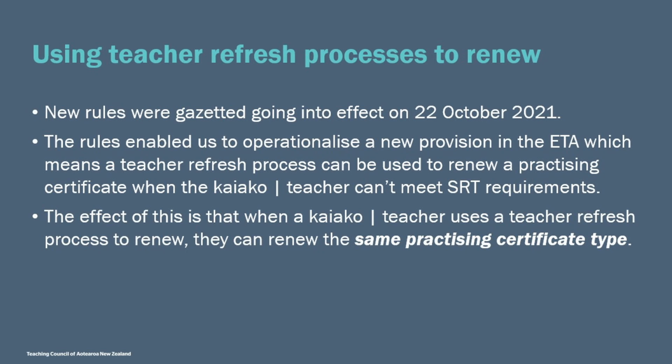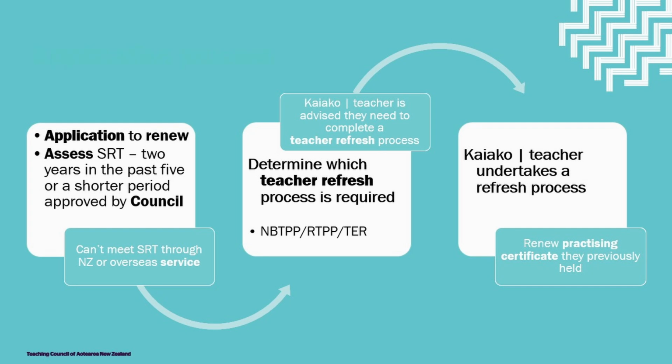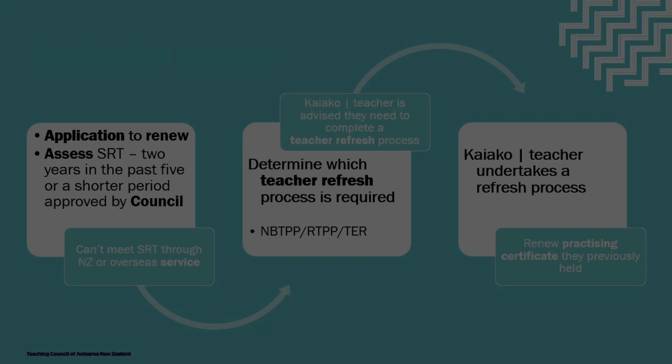Once a registration officer has completed an assessment of the kaiako's service and has determined that discretion can't be applied for a shorter period of service, they will contact the kaiako to discuss the option of renewing using one of the teacher refresh processes. This flowchart sets out the process the registration officer uses to assess satisfactory recent teaching.